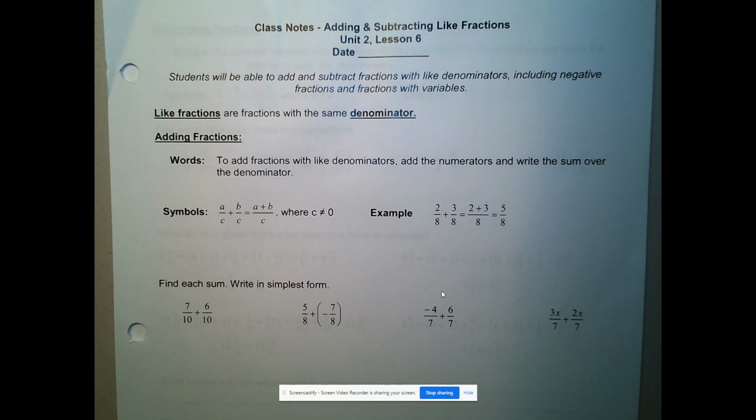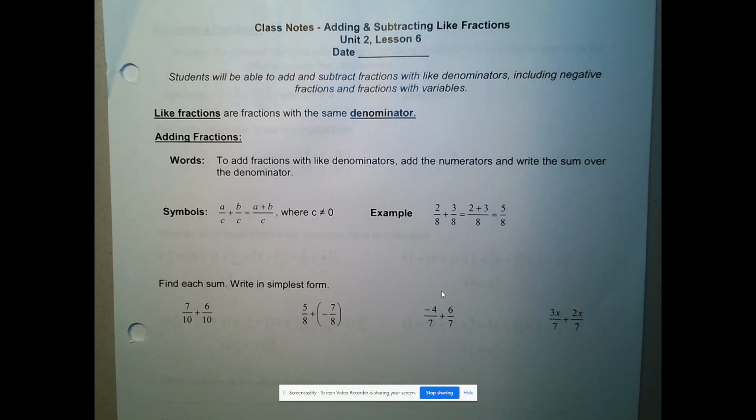Hello, hello, hello. We are already at Unit 2, Lesson 6, adding and subtracting like fractions. With like fractions, we have like denominators, so we can add fractions that have like denominators with numbers. We can also add fractions that have like denominators with variables. We're going to look at both of those things, which means we're going to take what we know from fractions from 5th grade and step it up to 7th grade with negatives and variables.